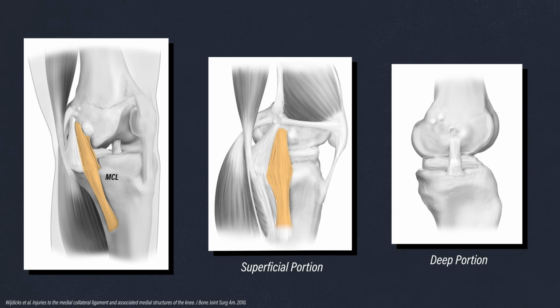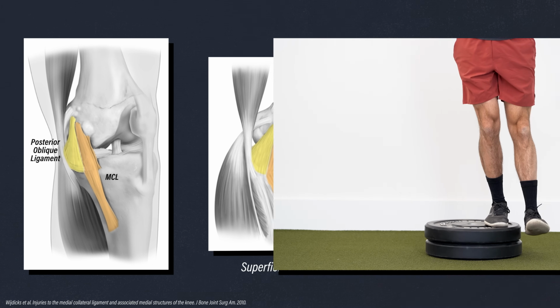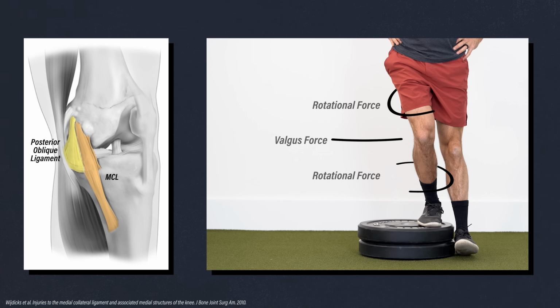The superficial portion is a long, flat band, while the deep portion is a continuation of your joint capsule with connections to your medial meniscus. Both have attachments on your femur and tibia. In this region, you also have the posterior oblique ligament. Along with your MCL, these structures primarily act to stabilize your knee against valgus and rotational forces.